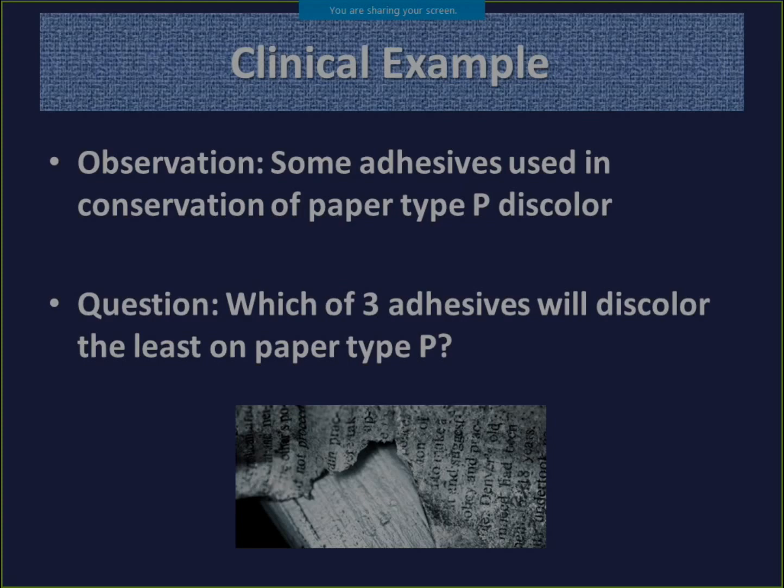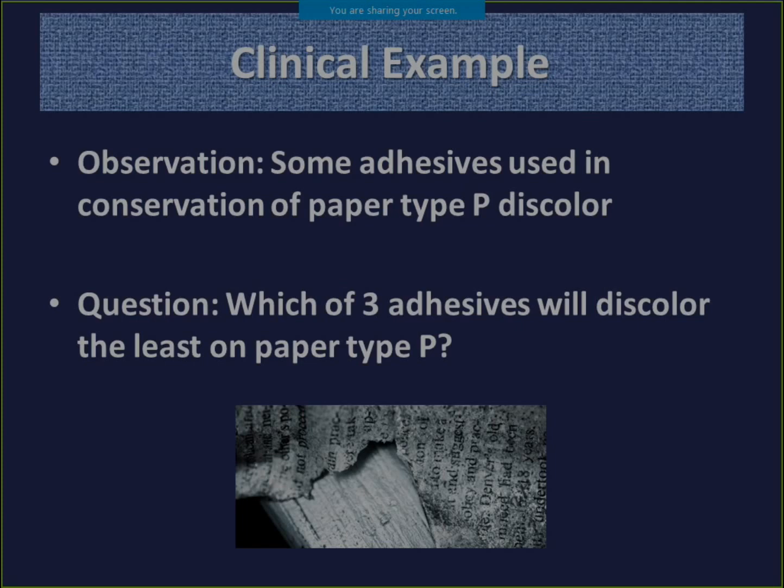We'll look first at a clinical example. Here the observation is that some adhesives used in conservation of a particular type of paper discolor. And the research question is, which of three adhesives will discolor the least on this particular paper type?